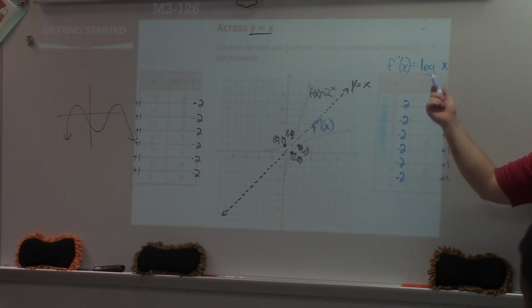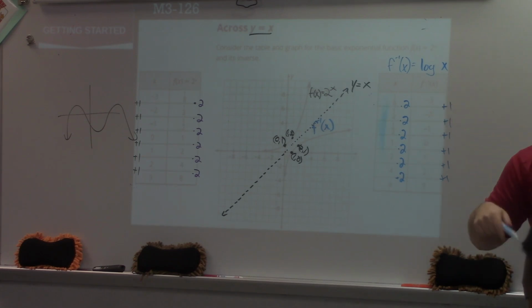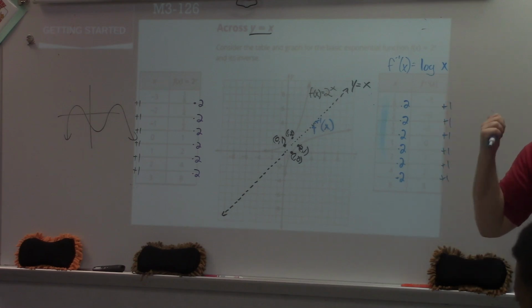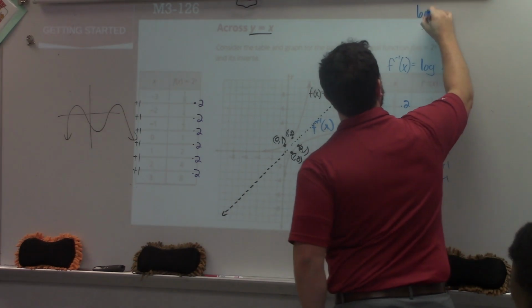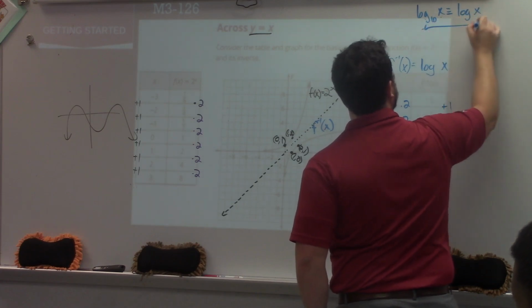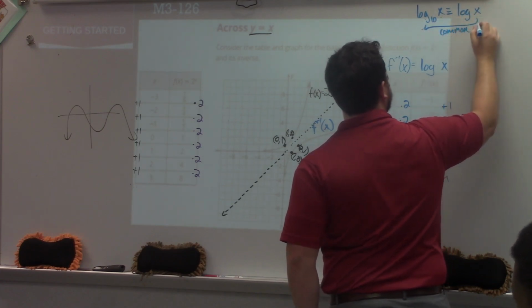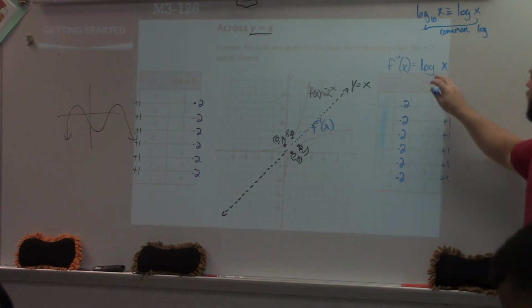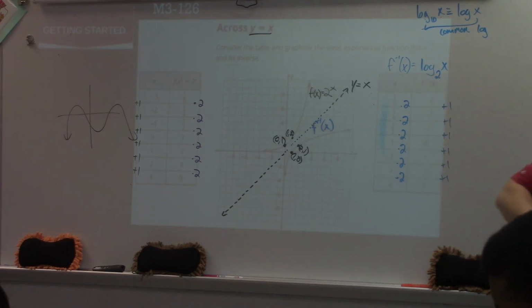10. Does anyone remember what we call a base 10 logarithm? Common log, right? What did you call it? Okay. It's called a common logarithm. When there's no base written, it's a log base 10. So just keep that in mind. We're going to look at that more later. That's called the common log, but we need a log base 2 of x. So we need a base 2 logarithm to go with a base 2 exponential. Alright? So please notice these things.